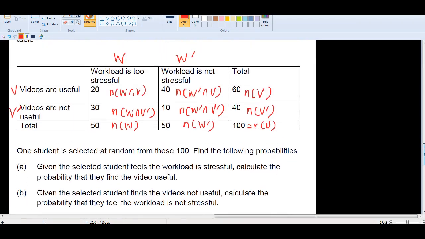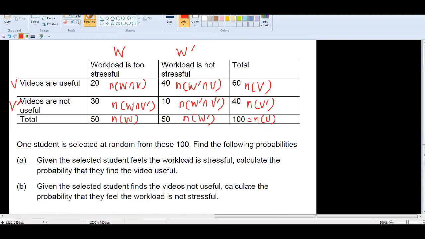Okay, so let's see how we could use this table. Given the selected student feels the workload stressful. You see the word given, so that makes this statement, stressful, a condition. Calculate the probability they find the video useful. So this one is the probability of the video useful, P(V), on the condition it is too stressful.